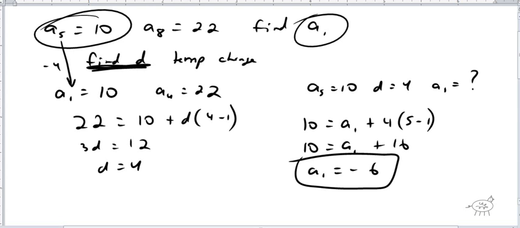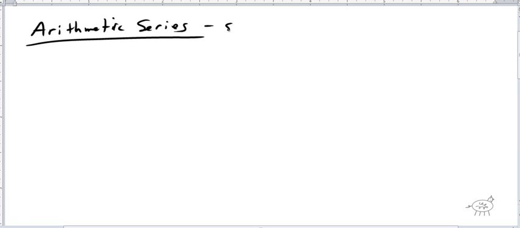Now I want to do something with arithmetic series. So let's title that arithmetic series. Basically it's the sum. That's what a series is. It's the sum of the arithmetic sequence.